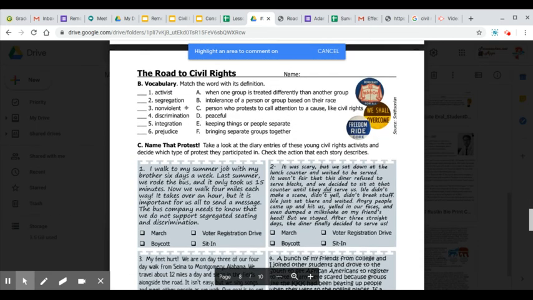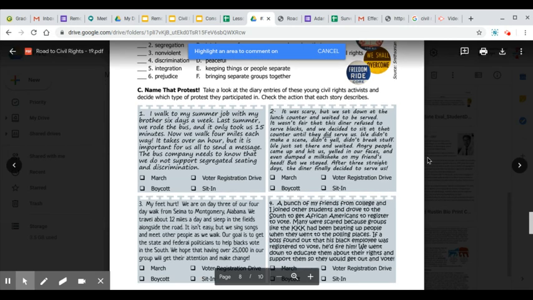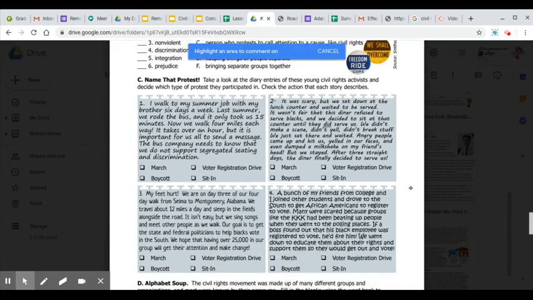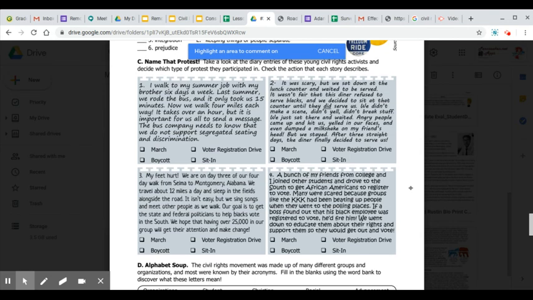You have 6 vocabulary terms to match up. And then in this section, it's going to give you actual diary accounts from people who took part in some of these protests. And based on the clues that they give you, you're going to identify which of these 4 forms it was in these accounts, whether it's a march, whether it's a boycott, a sit-in, or a voter registration drive. So you want to read the clues carefully to figure out which one it is.